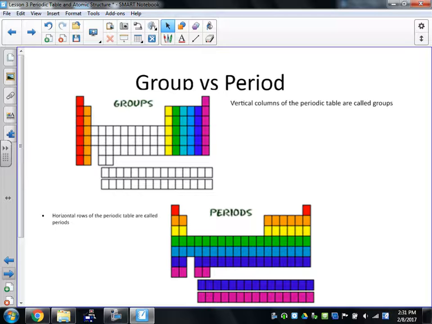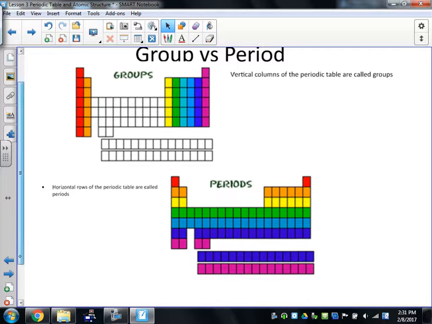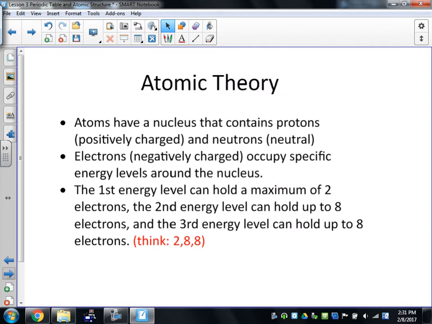Periods, the only thing in common about a period is basically that as you go from left to right, it's very metallic here, less metallic, and then we get to very non-metallic. And that's really all that's in charge there. Also, the number of rings in the Bohr diagram will be the same, because if they're in the same period, they have the same number of rings as you fill up those electrons. All right. Atomic theory.